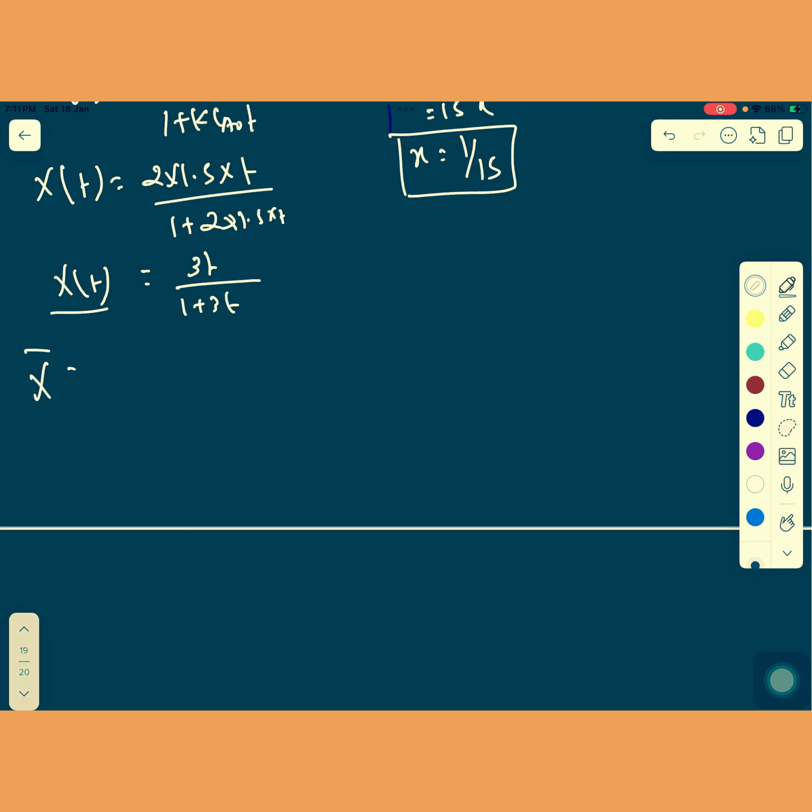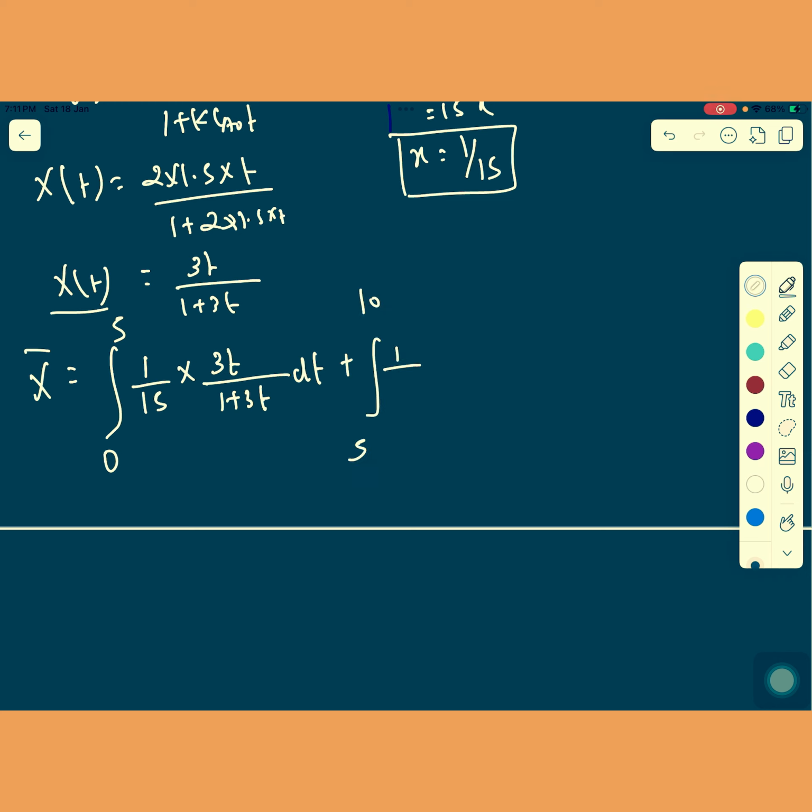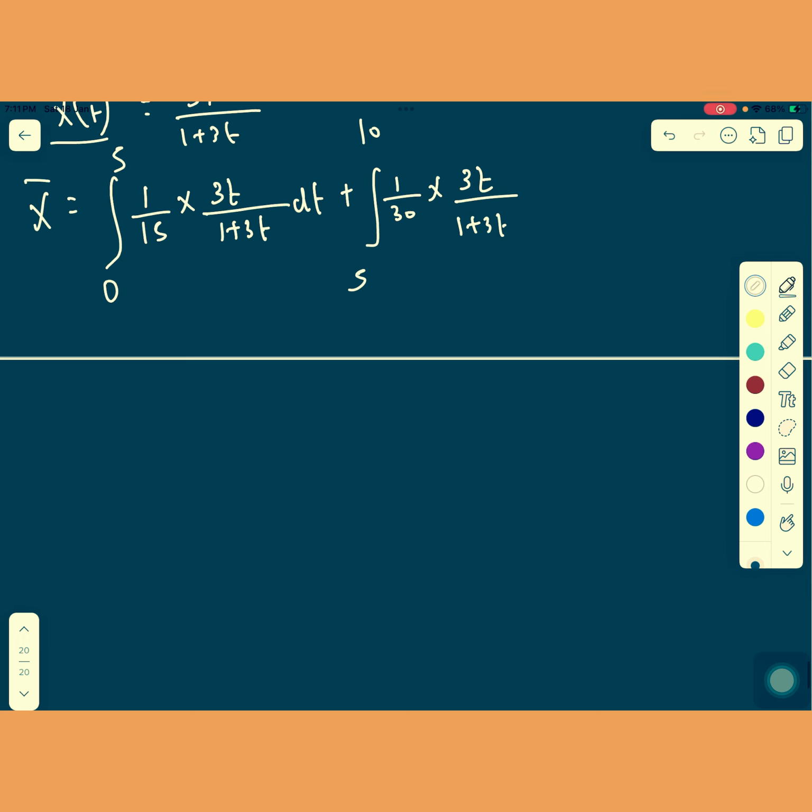The overall conversion can be written as integral 0 to 5, 1 by 15 multiplied with 3t upon 1 plus 3t dt, plus integral 5 to 10, 1 by 30 into 3t upon 1 plus 3t, plus 0, all of these things. So only two values you have to calculate. Now this is just a simple integration.